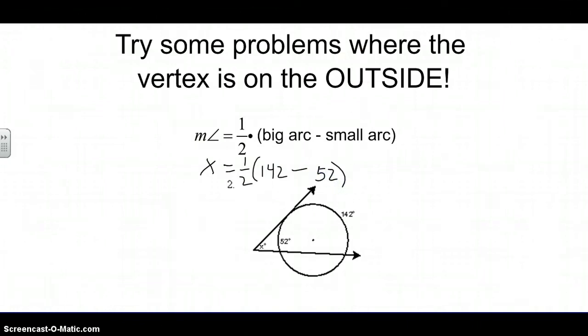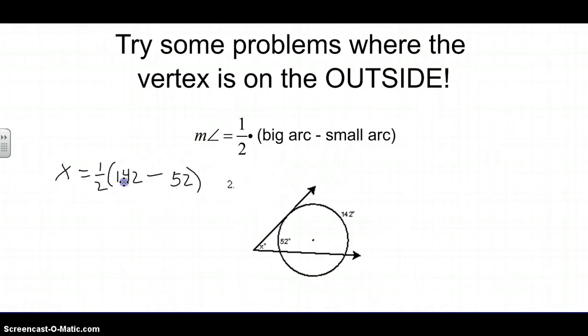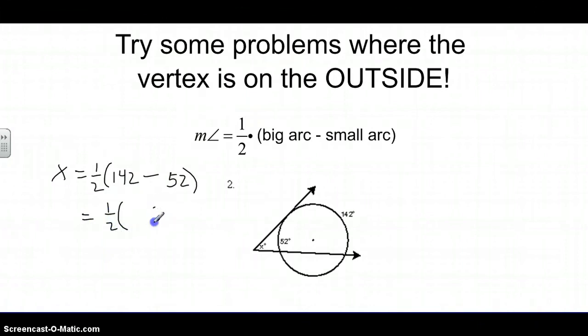And I'm going to move this over so I have a little bit more room to work. And then I'm just going to do some arithmetic. 142 minus 52 is 90, and therefore x must be equal to 45. So same kind of thing, you're going to plug in your formula and then just solve. And in this case it was nice and easy because it was just straight arithmetic. I didn't have to use any algebra at all.